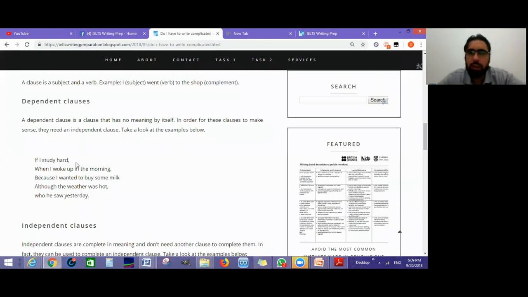When I woke up in the morning, I had breakfast. Because I wanted to buy some milk, I went to the shop. Although the weather was hot, I was wearing a jacket. I met the man who he saw yesterday, for example. Okay, so these are all dependent clauses, and all we need to fulfill the requirements of a band 7 is to have a variety of complex sentences with some accuracy.